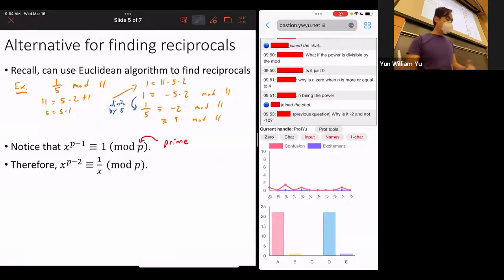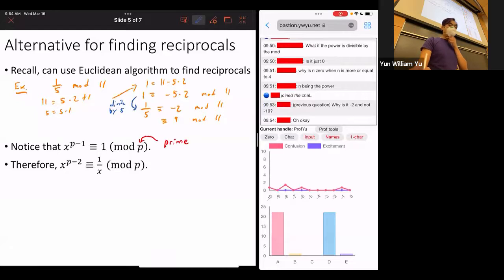Okay, but anyway, we have this other way of figuring it out, of finding reciprocals. It will often be harder, let me just go ahead and say that. But sometimes it'll be easier. But let's try it out for this same example.